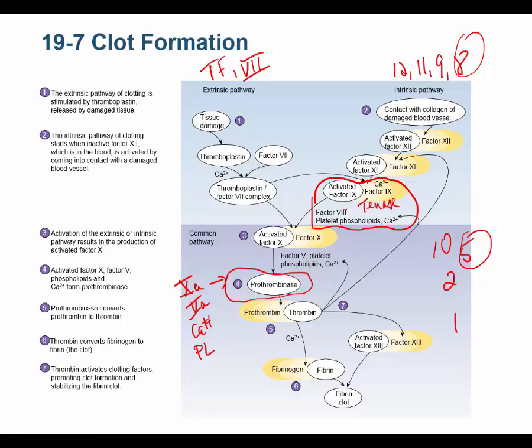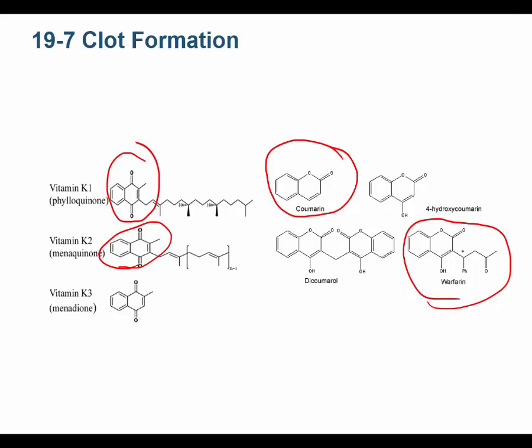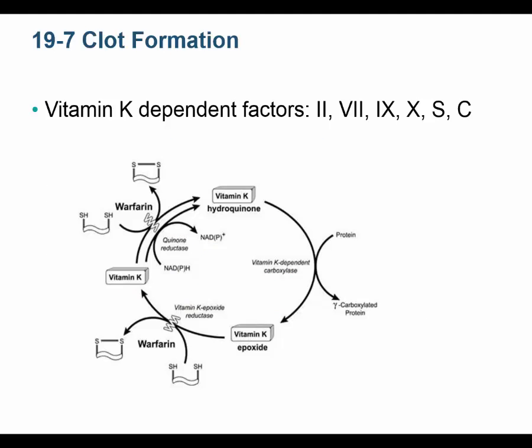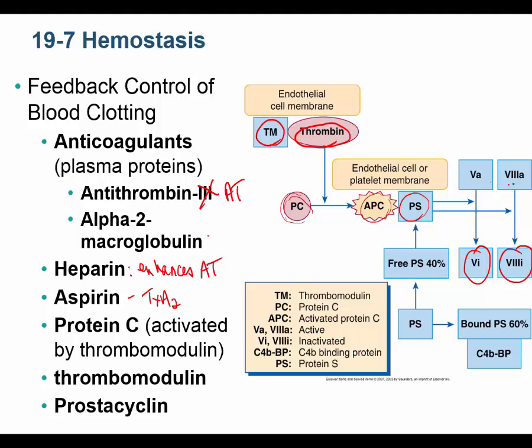Now, if the protein S, protein C complex inactivates 5 and 8, look what we're doing. We just knocked out 8, so 10-ACE goes away. We just knocked out 5, so prothrombinase goes away. If the 10-ACE complex goes away and the prothrombinase complex goes away, I don't make fibrin. So this is how protein S and protein C work. They inactivate 5 and 8.